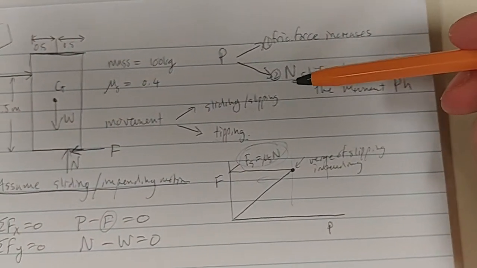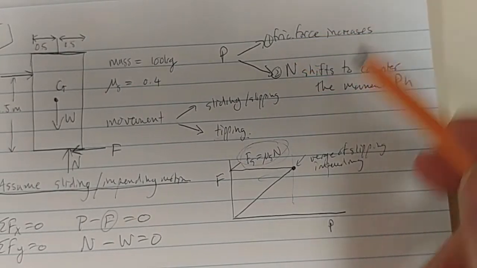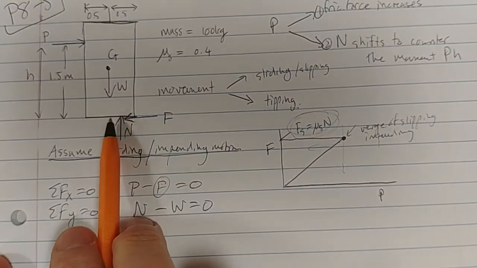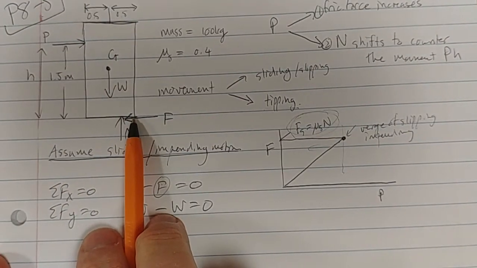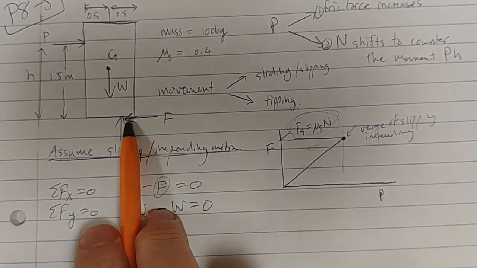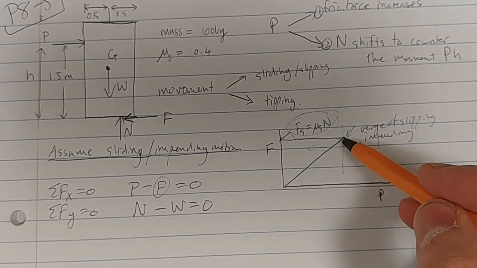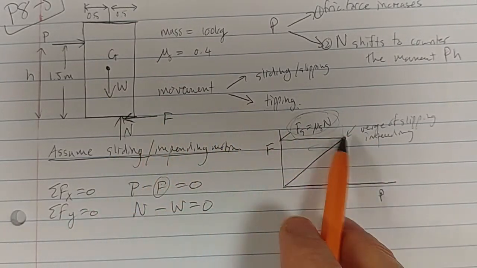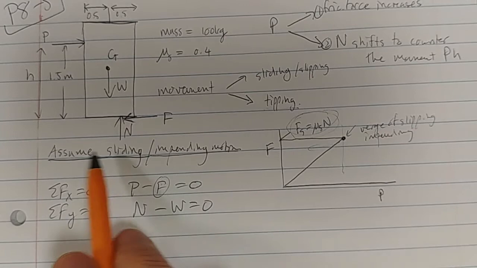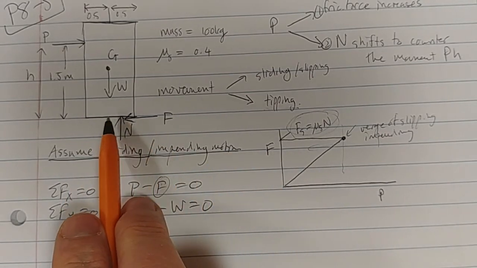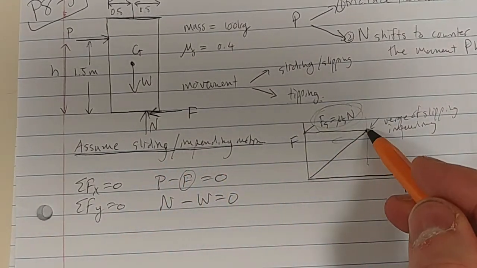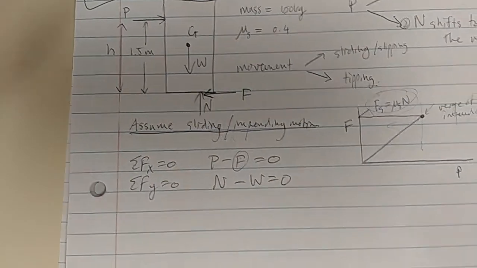Now the question is, which one do we hit first? Right? So if we keep increasing P, does N move to the maximum point on the crate so that we're going to get tipping? Does that happen before the frictional force reaches the limiting static frictional force? Okay? So whichever one occurs first, if that occurs first, we're going to have slipping. If that occurs first, N moving to that side, then we're going to have tipping.